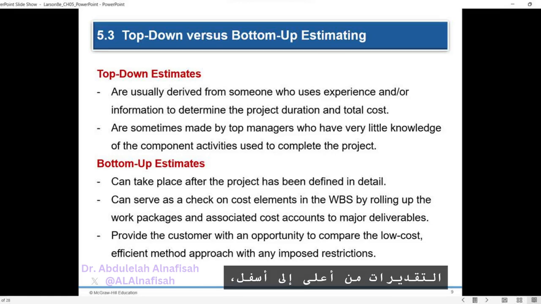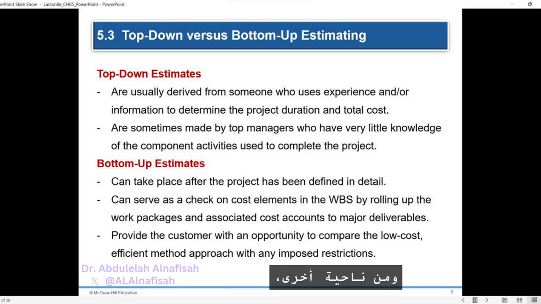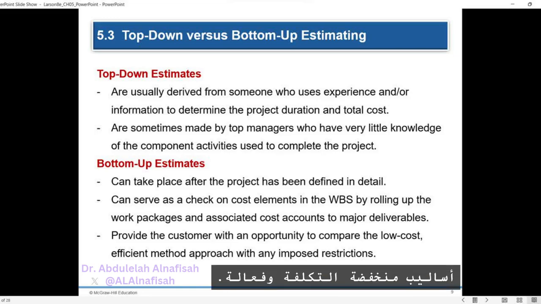Top-down estimates, often made by individuals with limited knowledge of the project's component activities, can be influenced by external factors and may not represent low-cost and efficient methods. On the other hand, bottom-up estimates, derived from the work package level by individuals with relevant experience, can establish low-cost and efficient methods. Bottom-up estimates serve as a check on cost elements and resource requirements and can be consolidated into time-phased networks, resource schedules, and budgets for control.